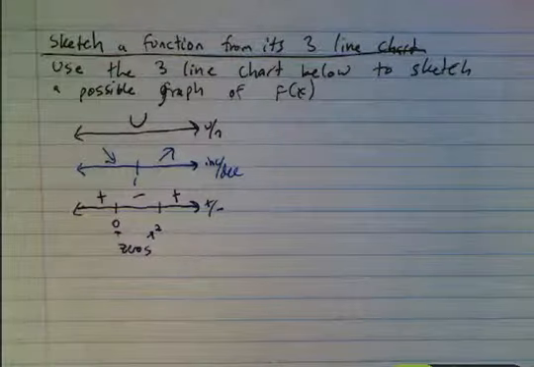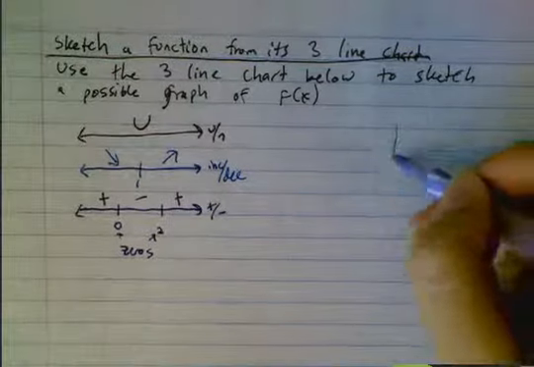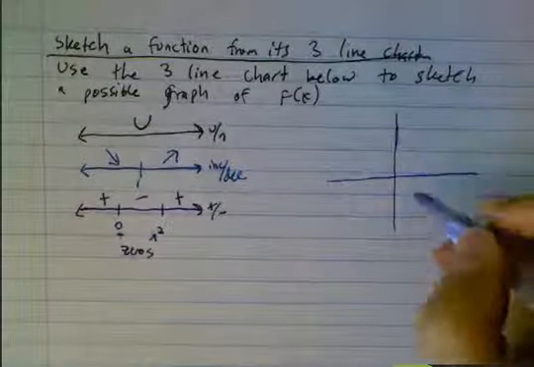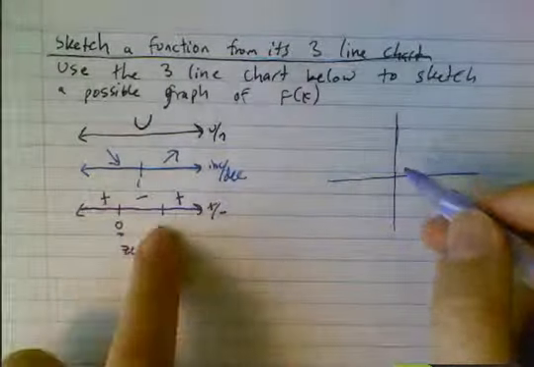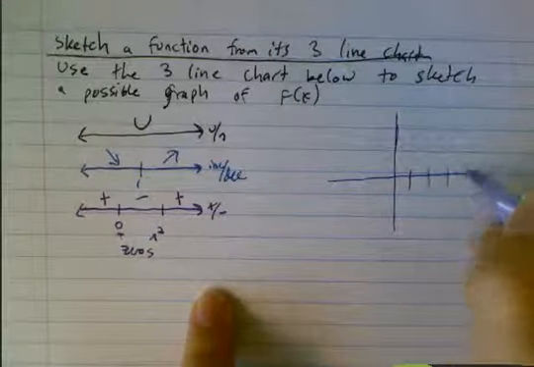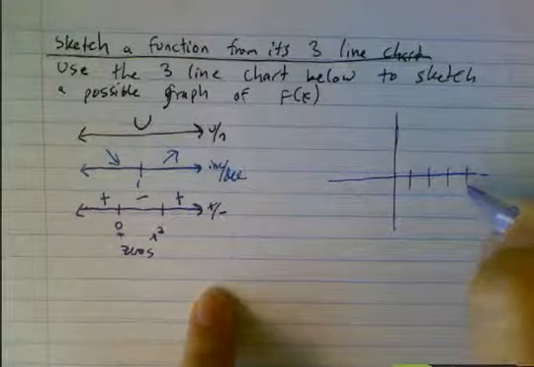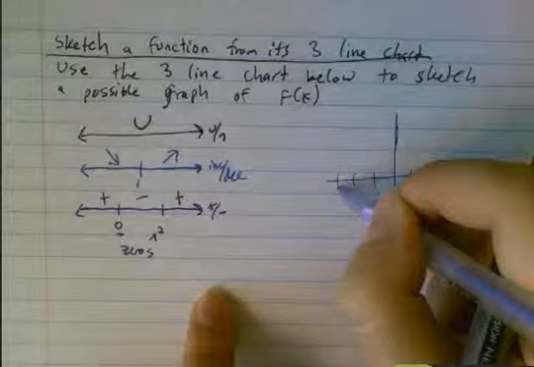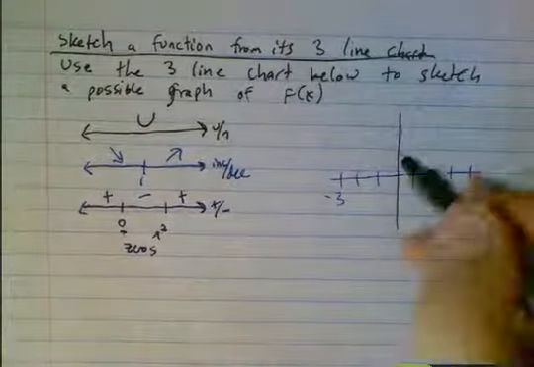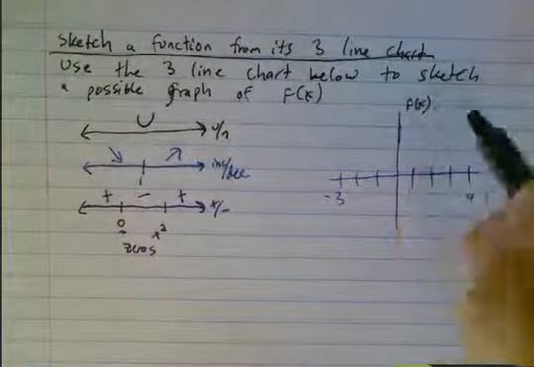Okay, and let's go ahead and put our little axes here. So it's just going to be an approximate sketch. We notice the numbers we have are 0, 1, and 2, so we're not going to need all that much. Let's go out 1, 2, 3, 4, to -3. There. This is going to be f of x.